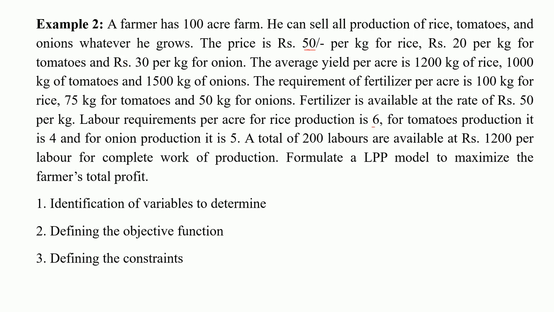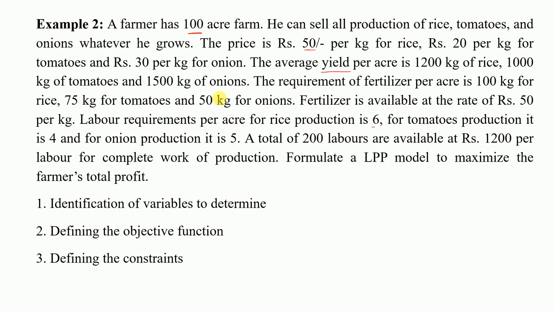So can we take them as variables, the amount of rice or amount of tomatoes and onions? No, because you cannot get the amount directly. Now look at this, what is given here. Here it is given that the average yield per acre is 1200 kg of rice. It means now we have to find how many acres are there for rice. The total size of this farm is 100 acres.